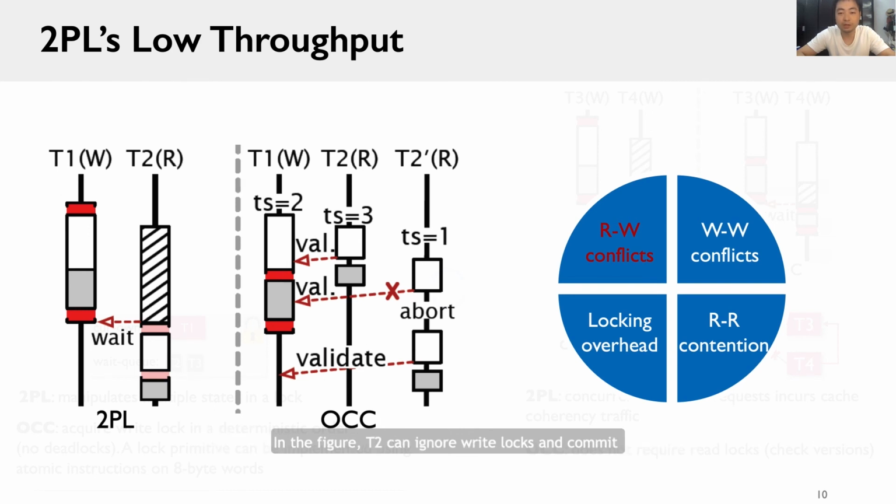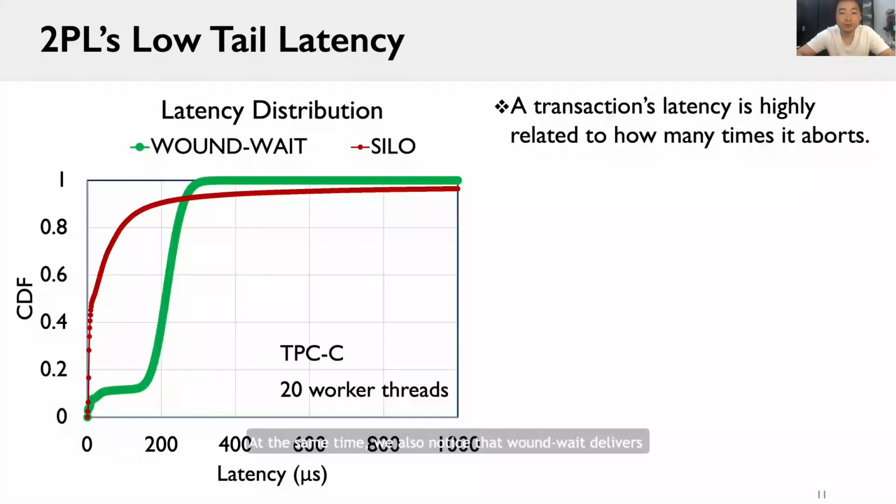In the figure, T2 can ignore write locks and commit the transaction directly, whereas another T2 fails in the validation phase, so it aborts and reruns, still using a similar time as that of 2PL. At the same time, we also notice that wound-wait delivers much lower tail latency.